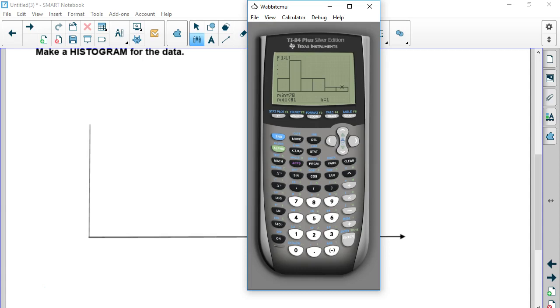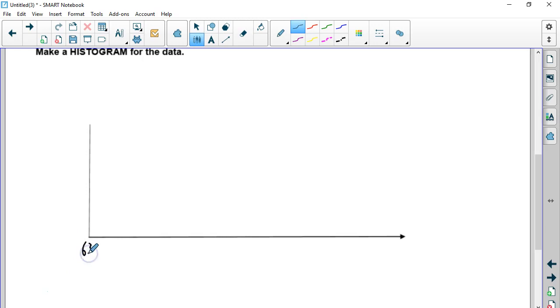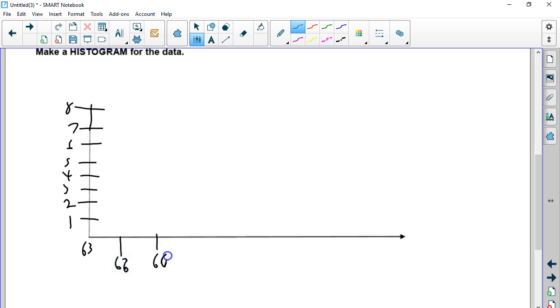So, let's graph that out on here. So, we come here, and 63 is going to start here. And we're going to put 1, 2, 3, 4, 5, 6, 7. We could go up to 8 if needed to. And we're just going to space it out by 3s, because that's what the calculator showed us it was spaced out by. 69, 72, 75, we're going to make it even, 78, 81.